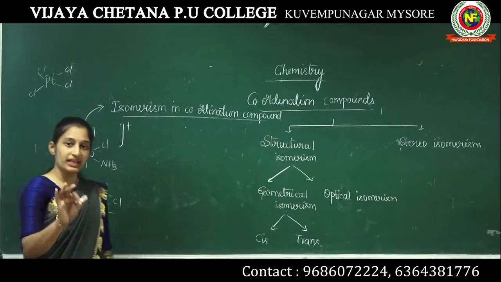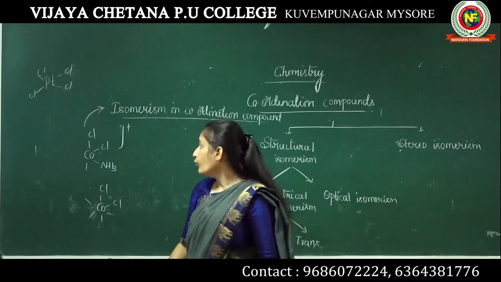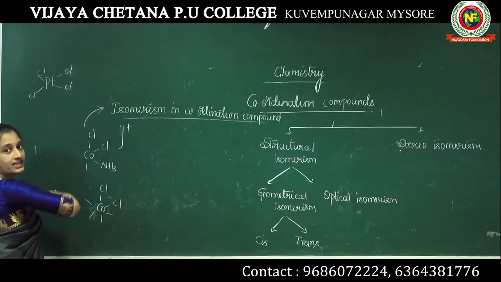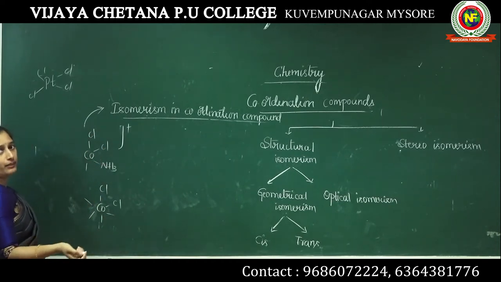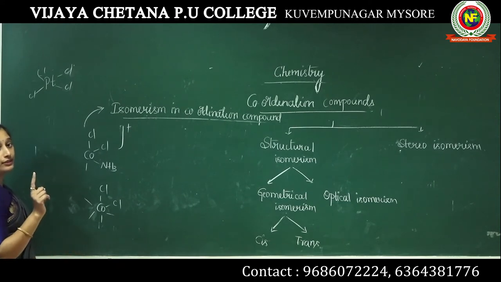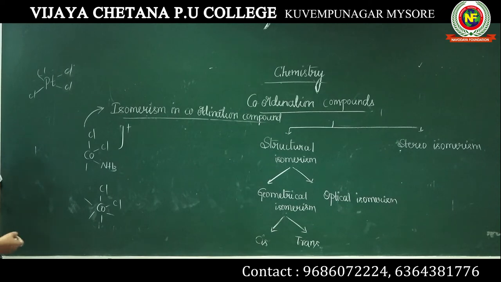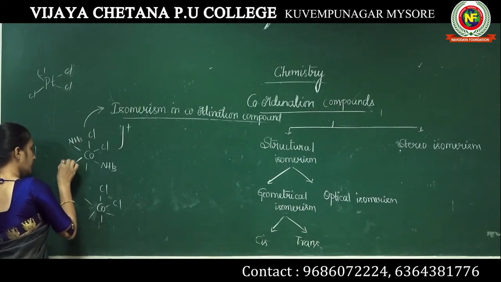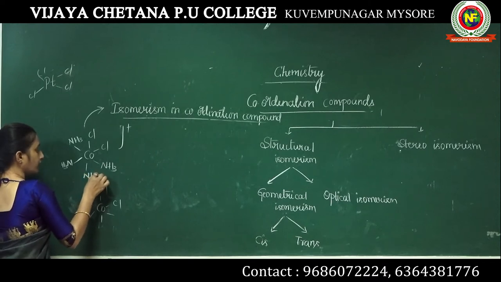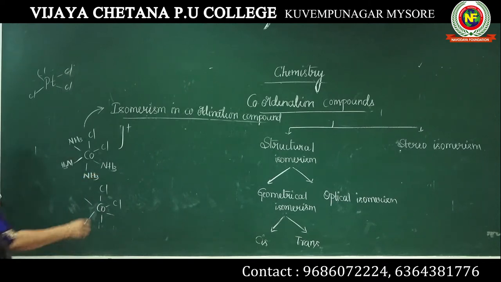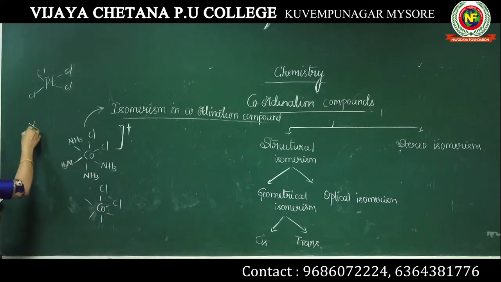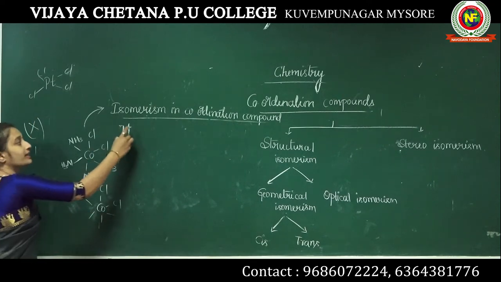Next example. One example was coordination number 4. Now, coordination number 6. Coordination number 6 means around cobalt, 6 ligands. It may be the same ligand or different ligands. But here I am going to deal with only different ligands, because it's a heteroleptic complex. NH3, very simple. Here why plus? Because it's a cationic complex. If you miss this, the answer is wrong.